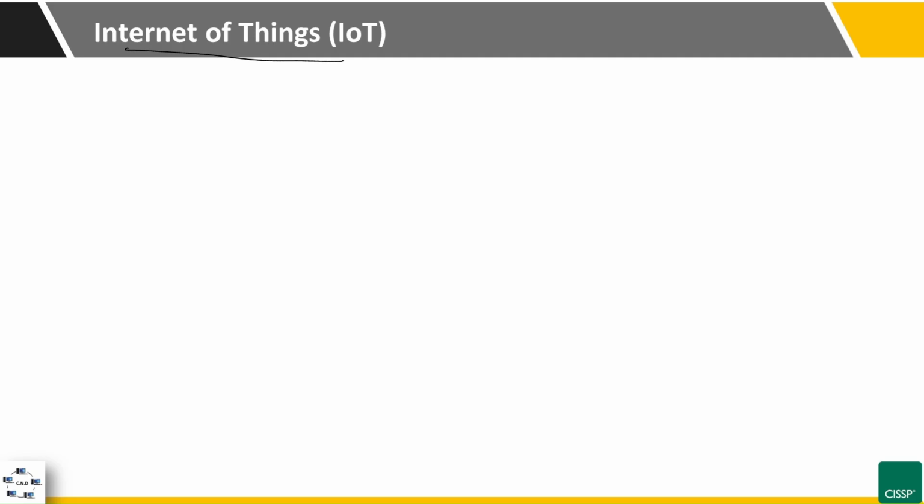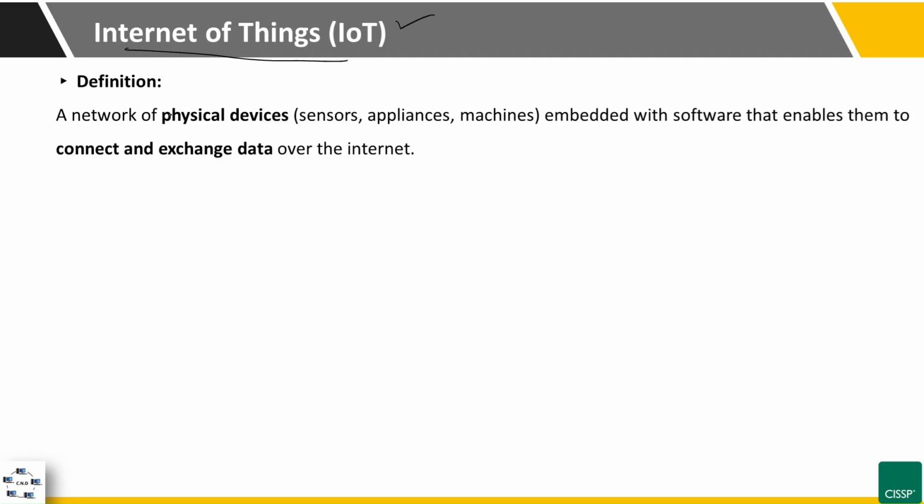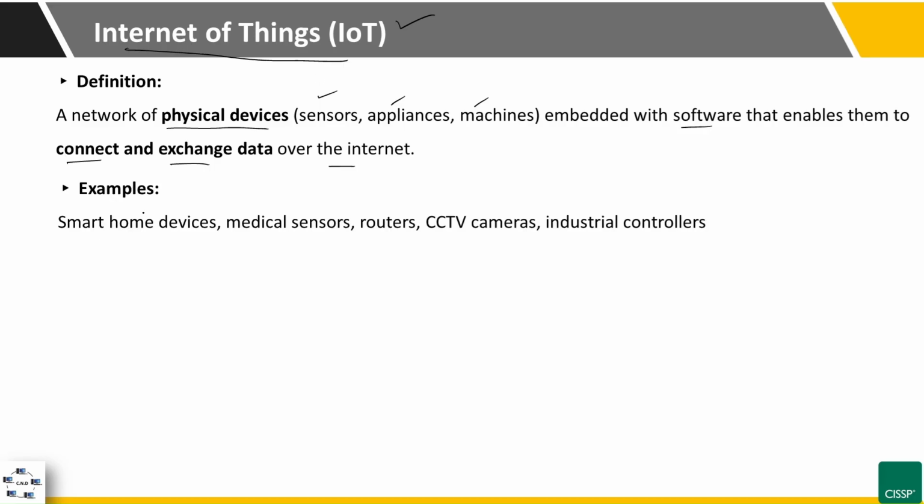Our next topic is the Internet of Things, or IoT. IoT is a network of physical devices such as sensors, appliances, and machines that are embedded with software that enables them to connect and exchange data over the internet. Nowadays, almost all things are smart, such as your car, your washing machine, your refrigerator. All these things can be part of the Internet of Things. Examples include smart home devices, medical sensors, routers, CCTV cameras, and industrial controllers.